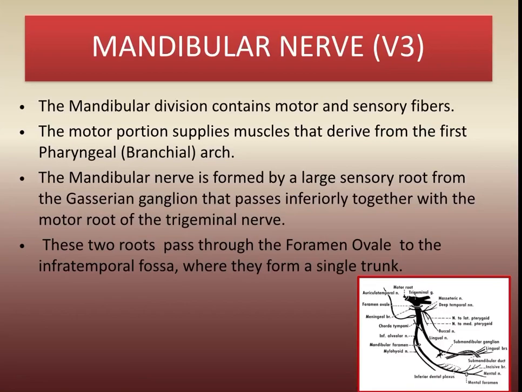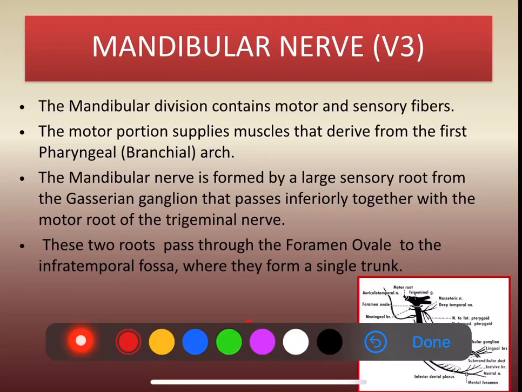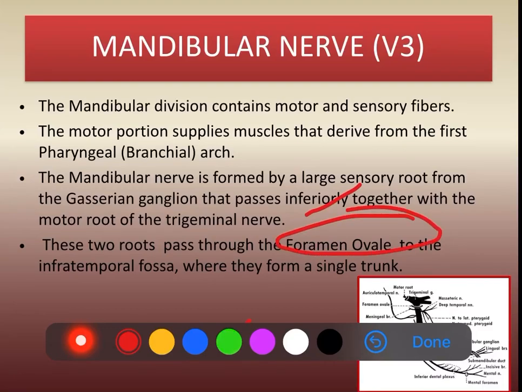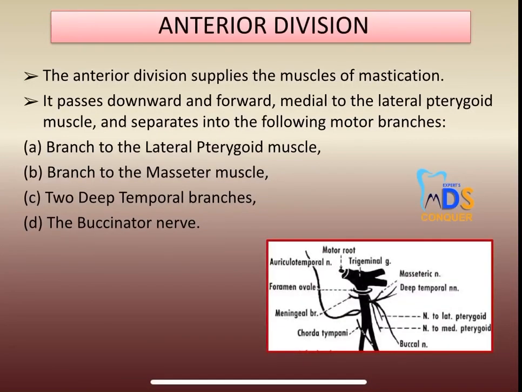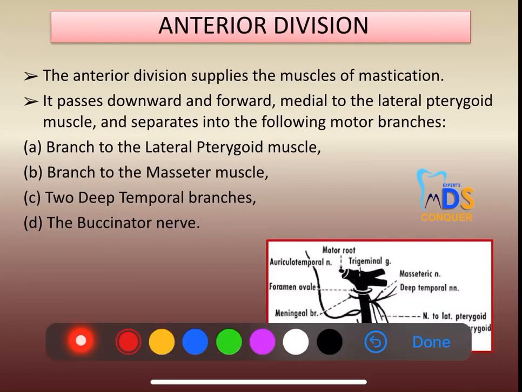So, coming to the last division, the mandibular. It contains both sensory as well as motor. Okay, so it is formed by a large sensory root from the Gasserian ganglion that passes inferiorly to join the motor root of the trigeminal nerve. These pass through the foramen ovale. Okay, maxillary passes through foramen rotundum. Here it passes through foramen ovale. Okay, again it has an anterior and a posterior division. So, what all muscles and structures it innervates, we have to write.